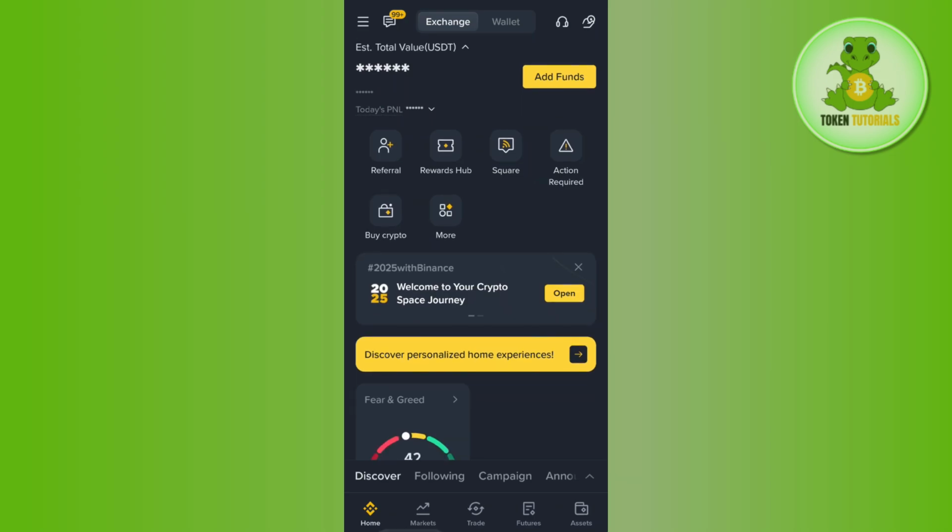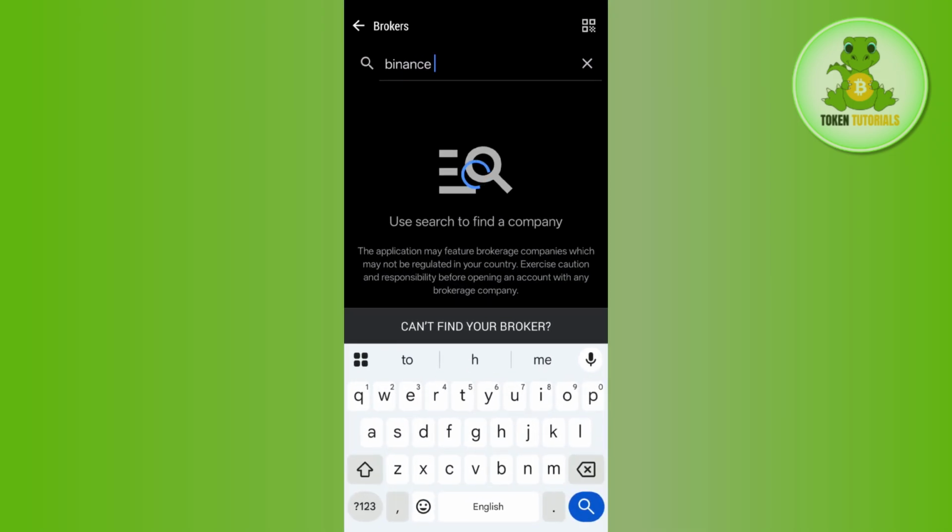So first of all, here is one important thing that you need to understand. Binance doesn't directly connect to MT5 like a forex broker. So you can't just log in to your MT5 using your Binance email and start trading. But don't worry, there are only two real ways that people trade Binance with MT5 style execution.